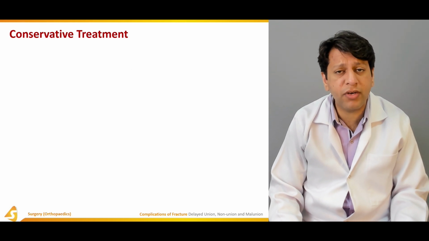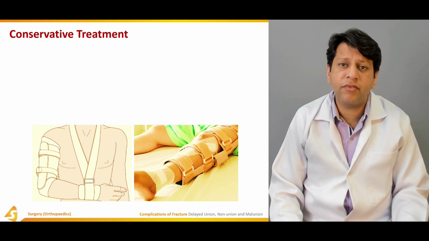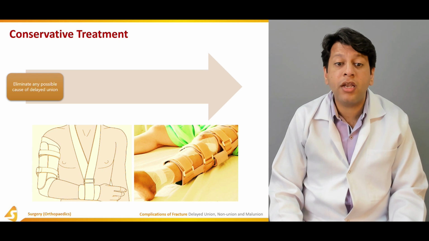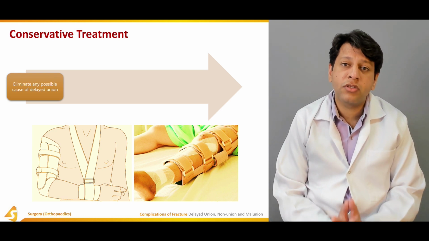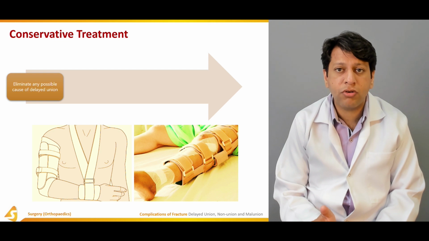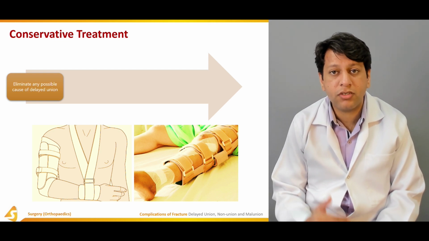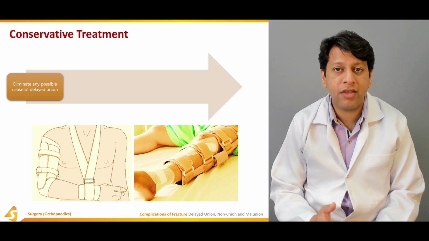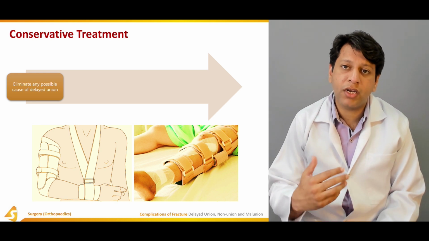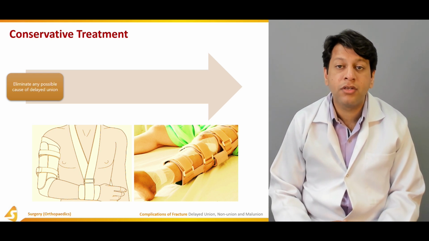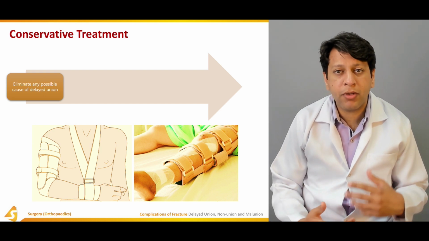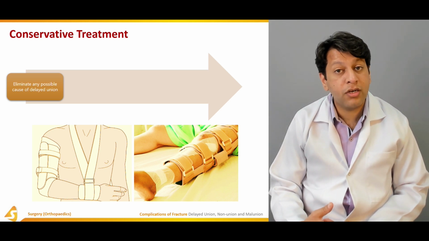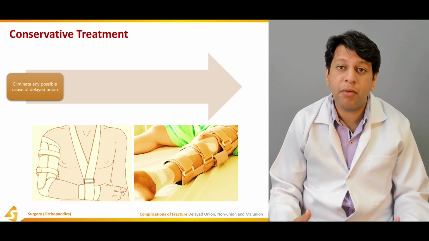Now coming to the conservative treatment, what is the treatment if the patient has a delayed union? Initially, the aim is to eliminate any possible cause of delayed union. Now if it's related to biological causes, then probably it's not that easy, but if it's due to infection, we have to get rid of the infection, either with oral or IV antibiotics, and we have to make sure that we get cultures. If it's patient-related, the patient may not have a good diet, may be immunocompromised for any reason, or may be taking steroids for another disease, and this may be hampering union.